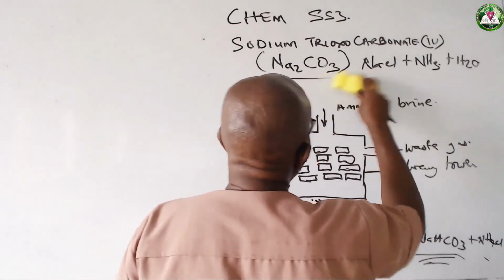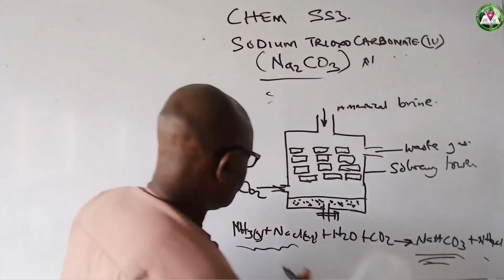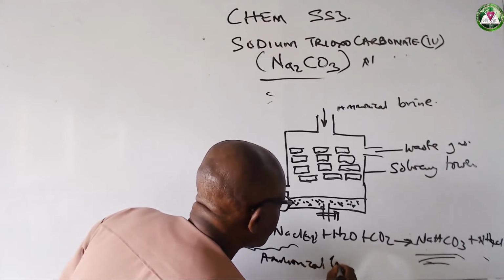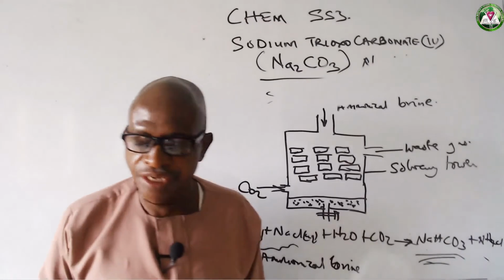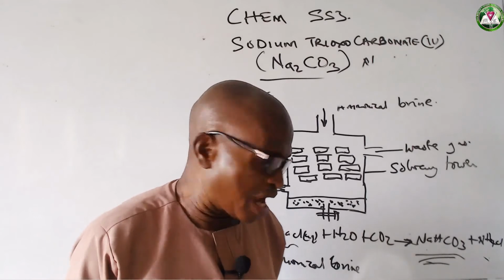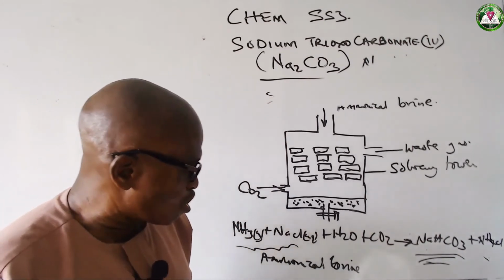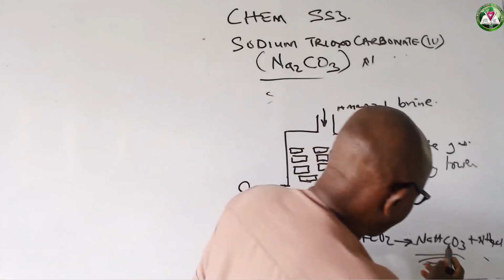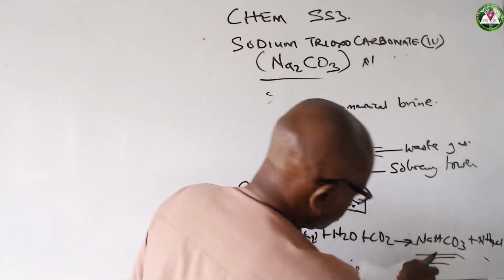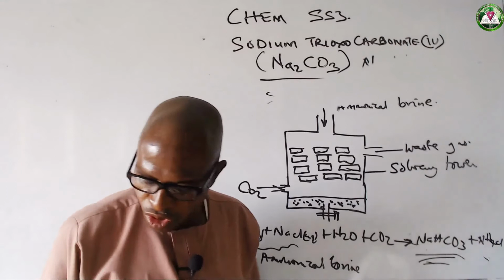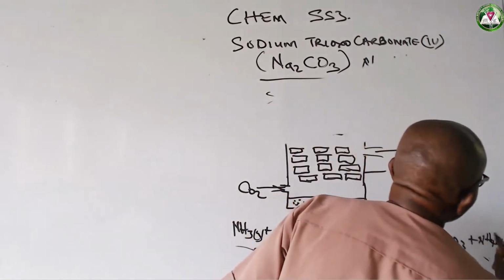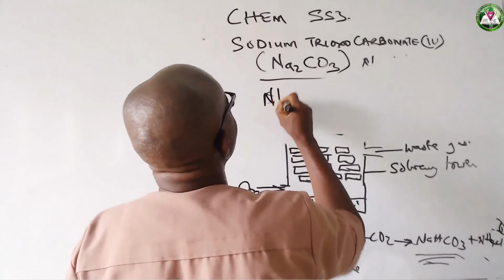The important thing you should know here is this equation written down here. This is the ammoniacal brine, and I've explained what ammoniacal brine is. I've said that ammoniacal brine is sodium chloride dissolved in aqueous ammonia. That ammoniacal brine reacts with CO2 to give you sodium hydrogen trioxocarbonate 4 and ammonium chloride. Then the sodium hydrogen trioxocarbonate 4 is heated to give you sodium trioxocarbonate 4. This one becomes your equation 1. Then this one becomes your equation 2.